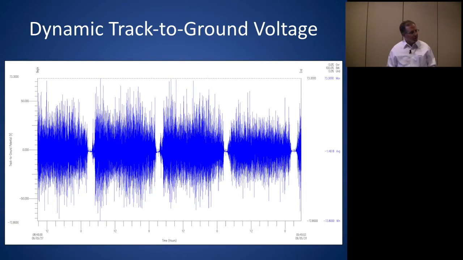When you've got a whole bunch of trains running around, that simple little graph that looked like this, you've got multiple trains all over the place. This is what voltage in a single spot looks like. That's dynamic stray current. That's the voltage that causes a stray current. It's not really the current. That's the voltage that causes a stray current. In this case, that's 50 volts. That's plus or minus 50 volts.